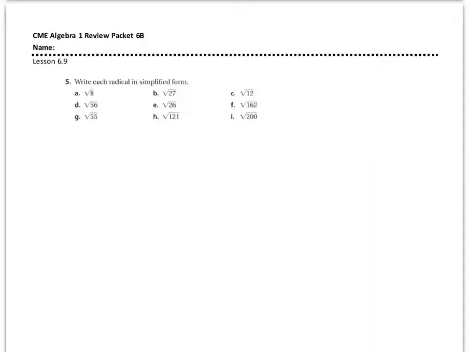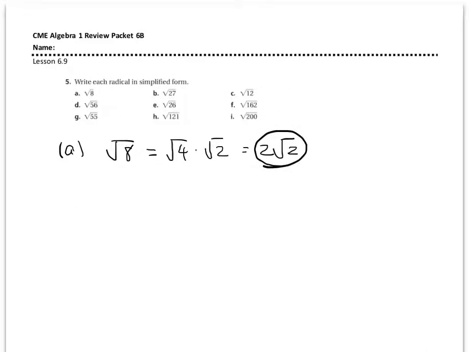Lesson 6.9. Write each radical in simple form. So just like we did last homework, square root of 8, that's square root of 4 times square root of 2, which is 2 square root of 2, and that's the answer. If you can successfully find the perfect square, then you can change it to the integer, like that.